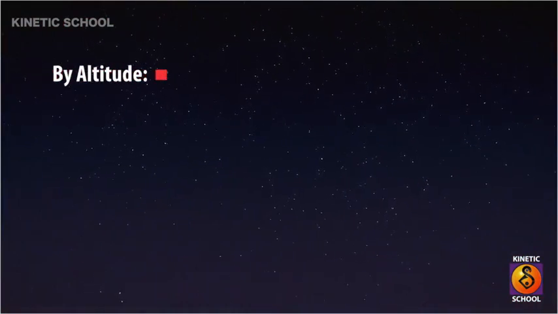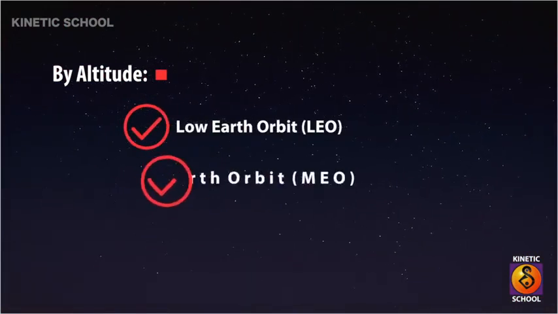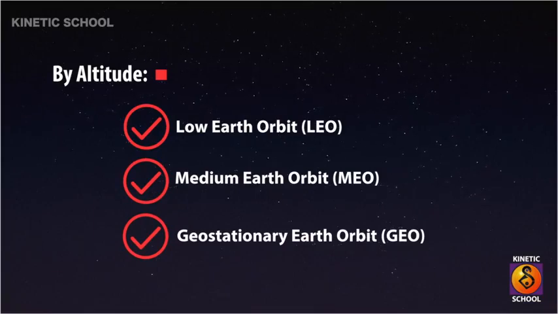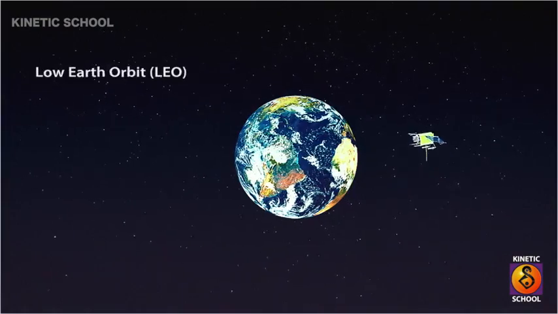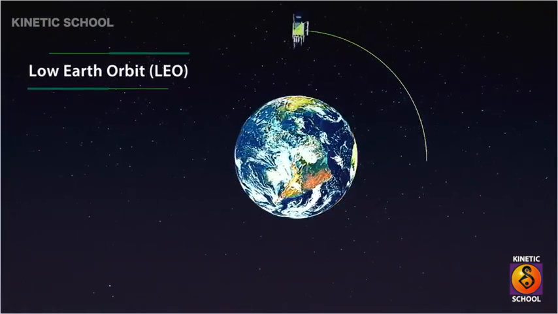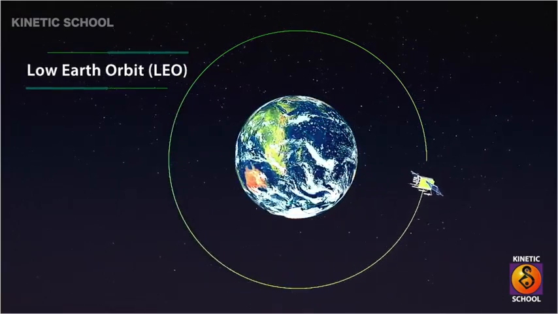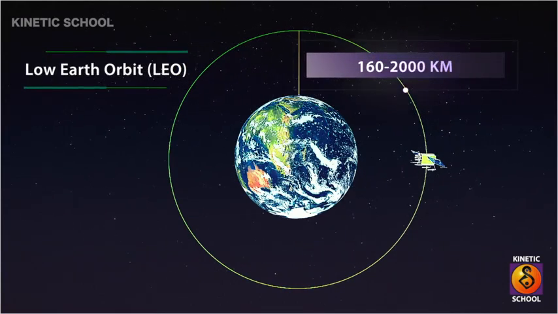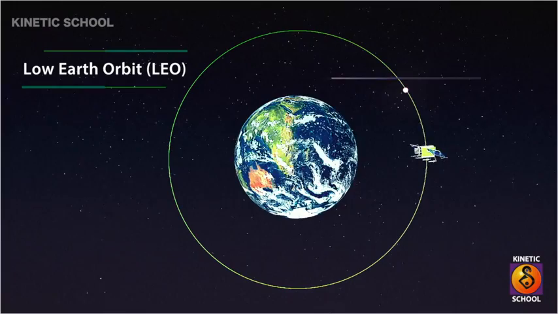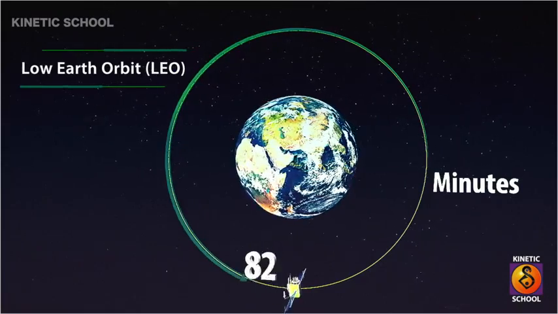On the basis of the altitude from Earth, the types of orbits are classified into low Earth orbit, medium Earth orbit, and geostationary Earth orbit. Low Earth orbit. Low Earth orbit satellites operate at a distance of about 160 to 2,000 kilometers above the Earth's surface. It takes approximately 90 to 120 minutes to circle the Earth.